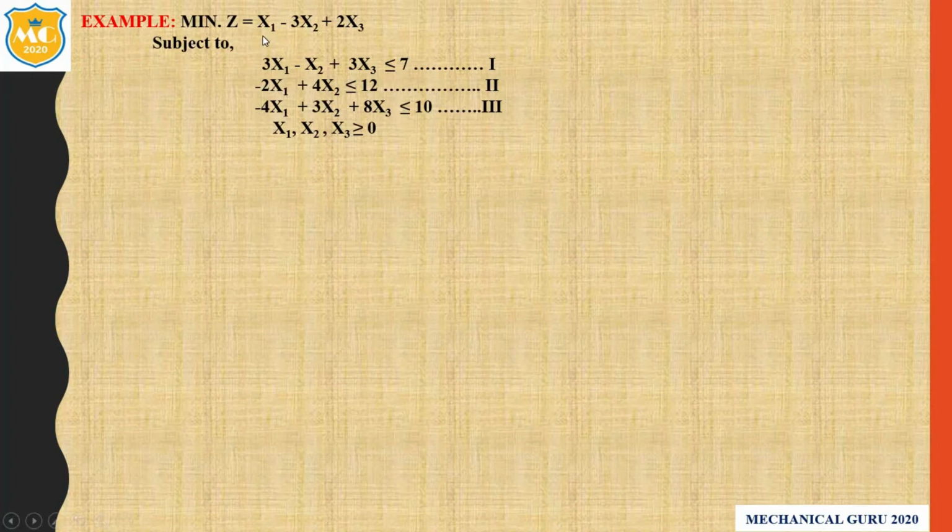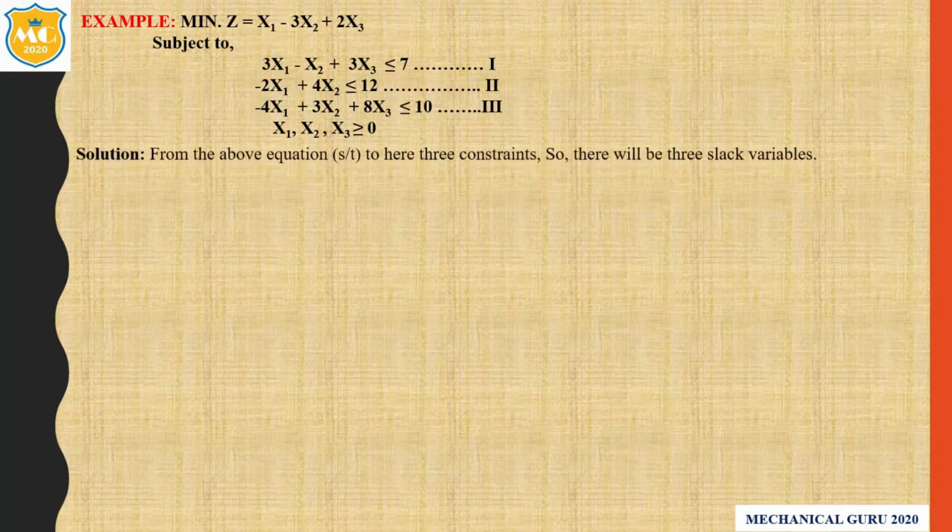Minimize z = x1 - 3x2 + 2x3, subject to the first constraint 3x1 - x2 + 3x3 ≤ 7. Second constraint: -2x1 + 4x2 ≤ 12. Third constraint: -4x1 + 3x2 + 8x3 ≤ 10. And the non-negativity condition: x1, x2, x3 ≥ 0. This problem I will solve by minimization as well as maximization. First we solve by the minimization method.